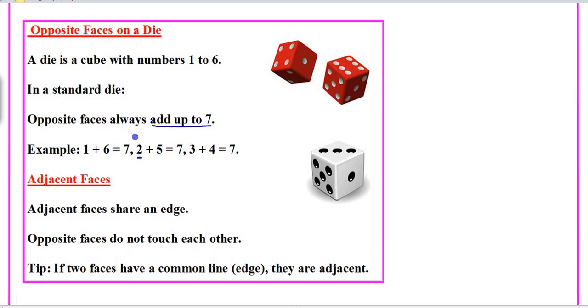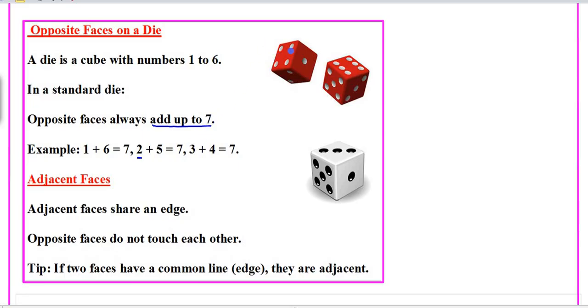Now what is on the opposite side? 2 plus 5 is equal to 7. If one side is 3, the opposite side must be 4, so that you get 7. This concept helps us find the opposite side. If you know one side, you can easily find the opposite side.